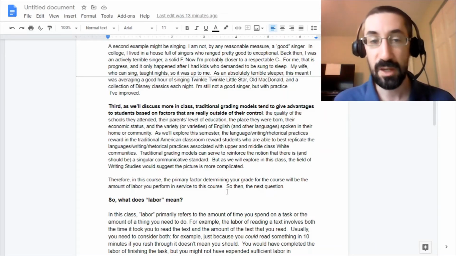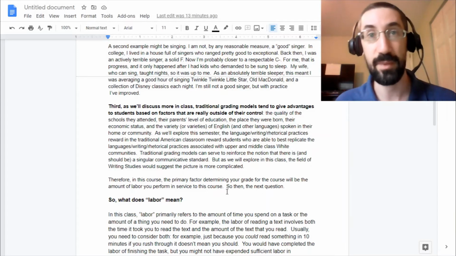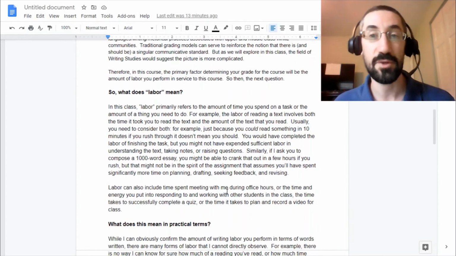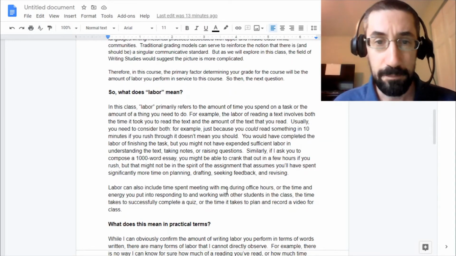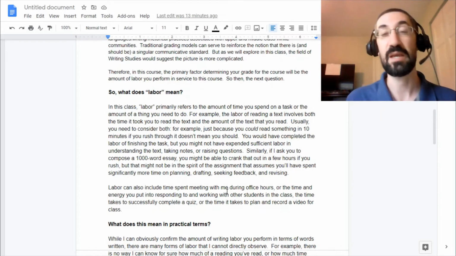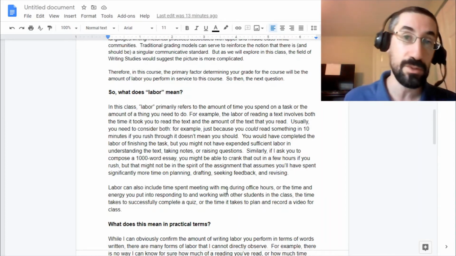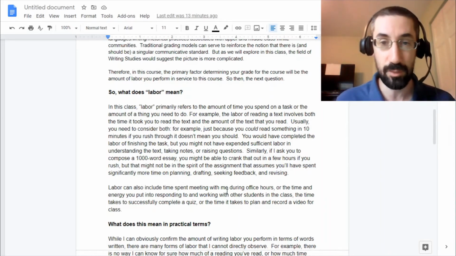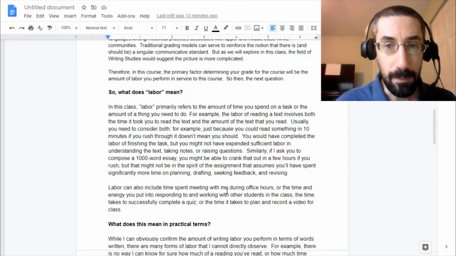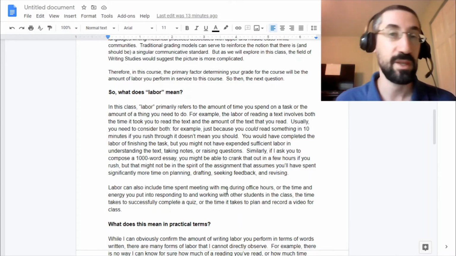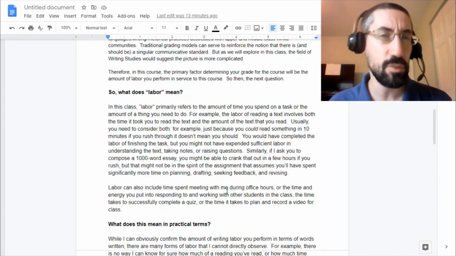So then let's talk about what labor means if we're talking about a labor-based contract grading system, right? So really that's the amount of time you're spending on your task. And so if we think about like the labor of reading an essay, right? Well, that's the time you spent reading, taking notes, asking questions, posting on the discussion board, etc. And it is important here to note that you need to make sure that you're putting in the necessary work, not just to complete a task, but to really understand it, right?